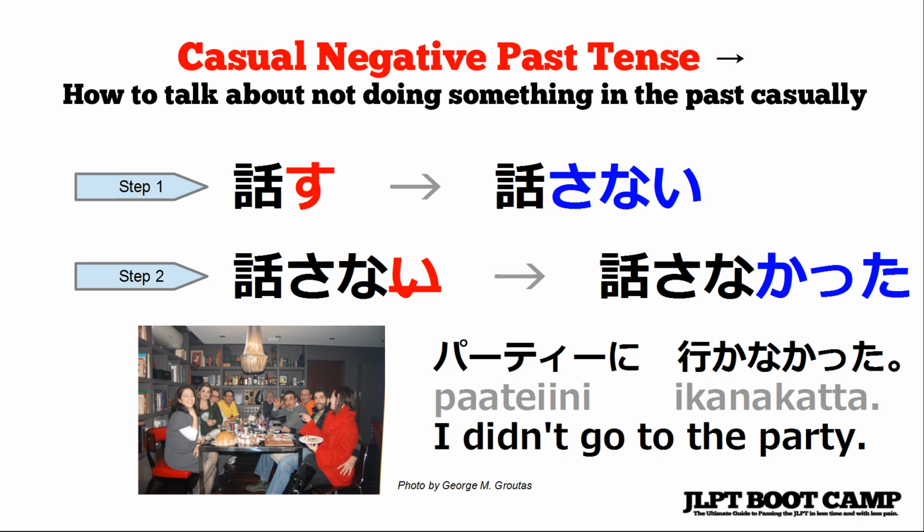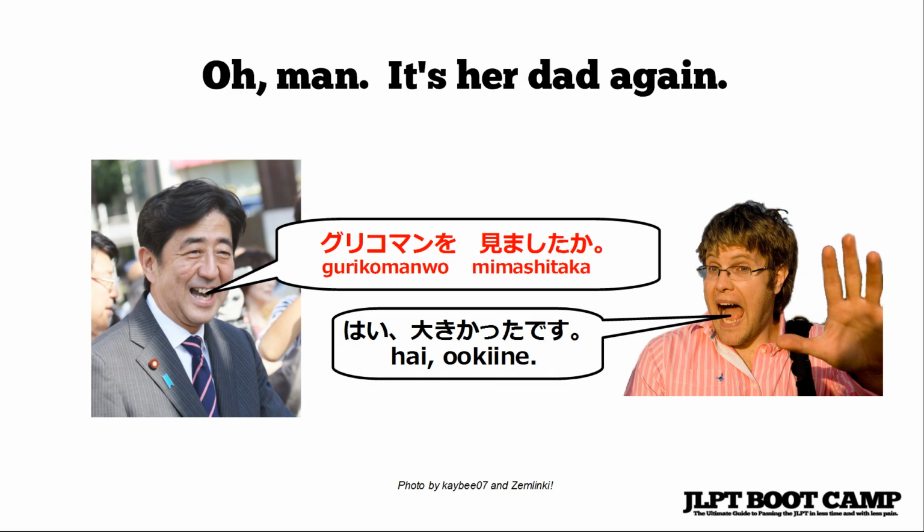And so now you're going to go back and talk to her dad. And her dad has some questions for you as well. He asks you, "Glico man o mimashita ka?" "Hai, okikatta desu." You answer. And if you're not familiar with the Glico man here in Osaka, it's a large neon sign with the Glico man on the sign, and usually there's the 4 icons of Osaka up there with them too.